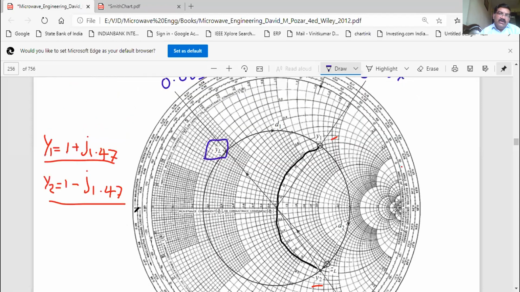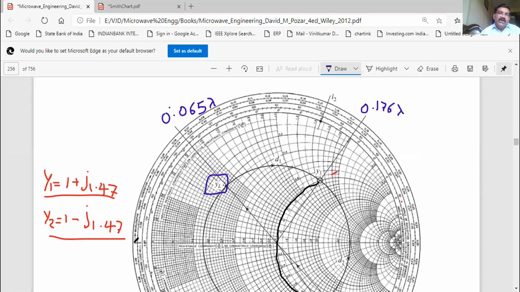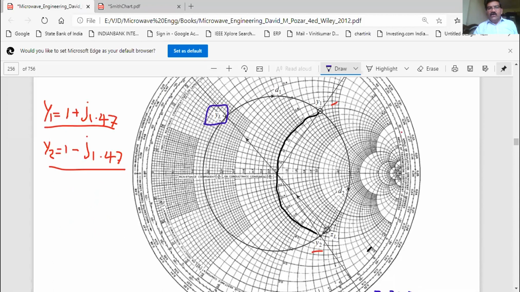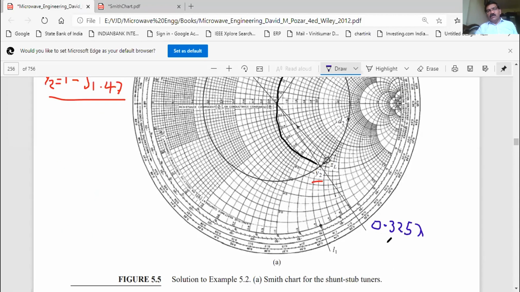Then we have gone through the outer circle. Here the wavelength is what we are going to measure. The wavelength starts from 0 and it will complete and come back. So it is 0.5 wavelength. So the Smith chart is for a wavelength of 0.5. When you go, you will get the position for YL, that is 0.065 lambda, for Y1 that is 0.176 lambda, and for Y2 it is 0.325 lambda. Now these positions we got.